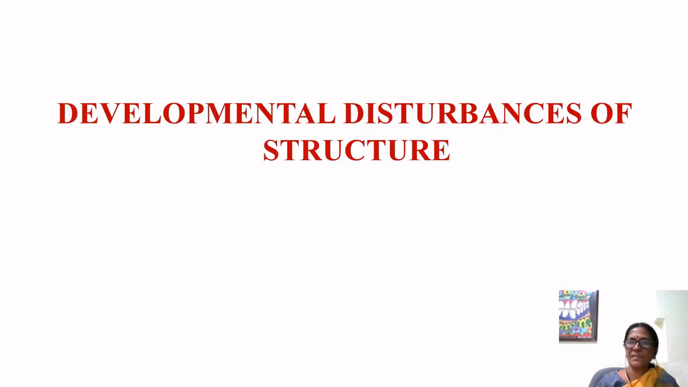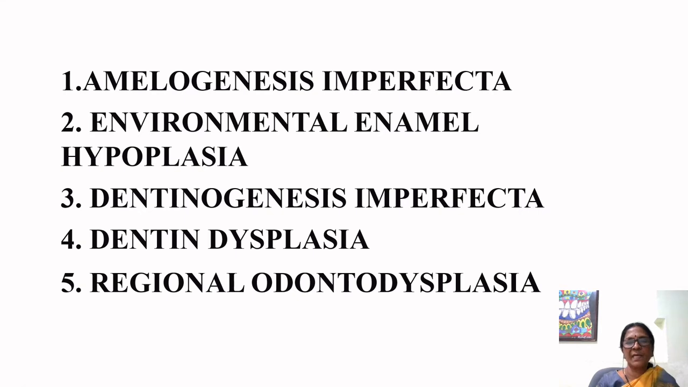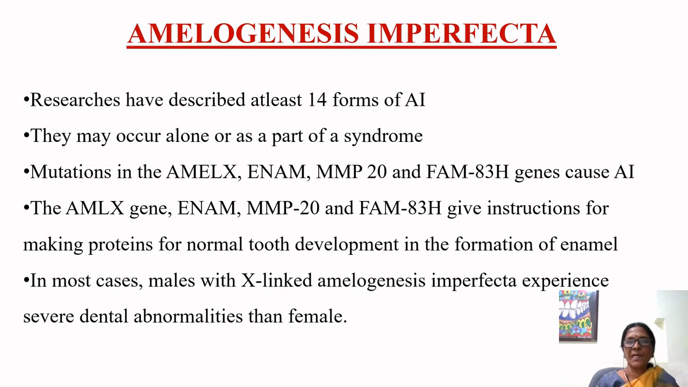Developmental disturbances of the structure of the teeth are amelogenesis imperfecta, environmental enamel hypoplasia, dentinogenesis imperfecta, dentin dysplasia, and regional odontodysplasia. Amelogenesis imperfecta: researchers have described at least 14 forms. They may occur alone or as part of a syndrome.